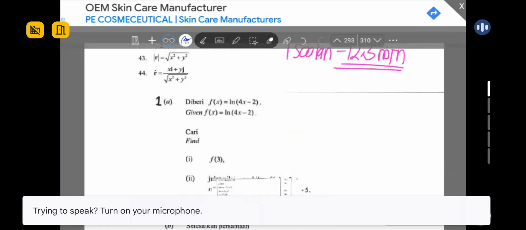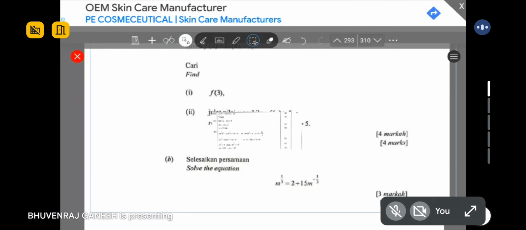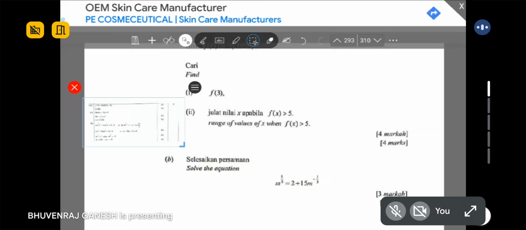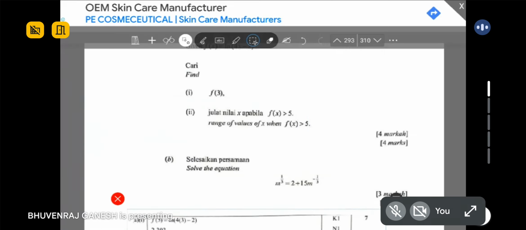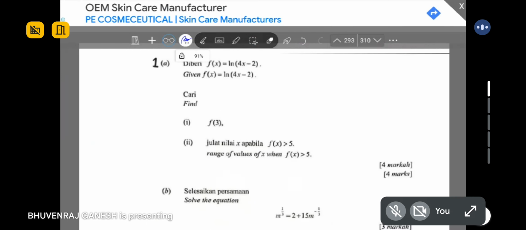Alright, so we see the question. Okay, we analyze. We start with Section A, bahagian A. So guys, when you see question number 1, may I know what topic this is? Can you all comment to me?